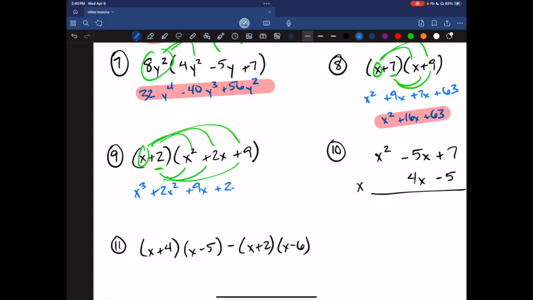2 times x squared, that's going to be 2x squared. 2 times 2x is 4x. And then 2 times 9 is 18. Again, let's mark up my like terms. I don't have more than 1x cubed. So I got x squared here and here, and x here and here.